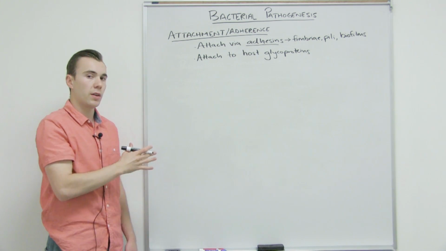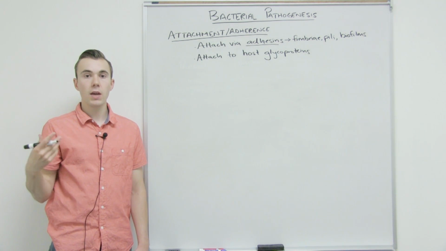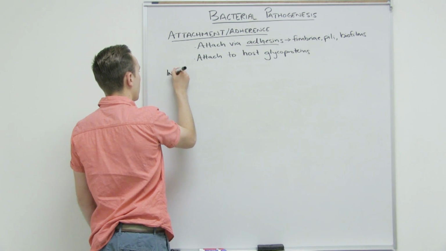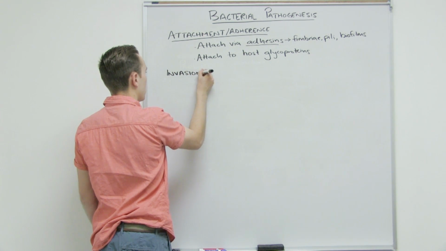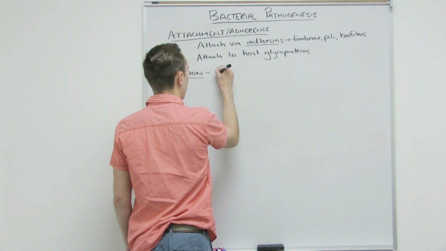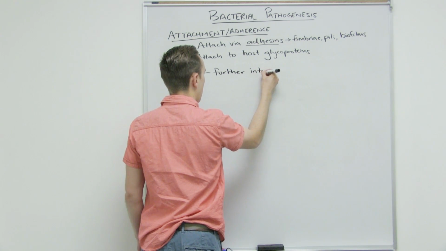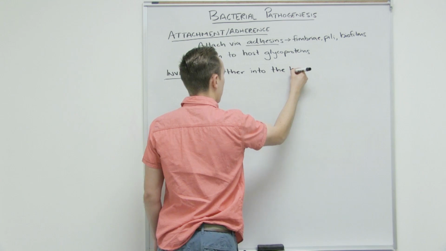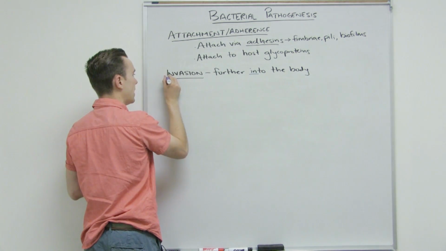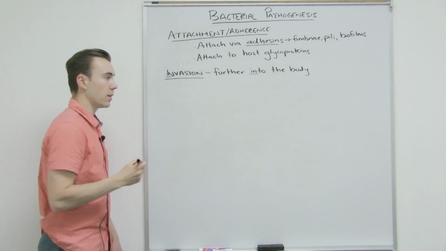Then, once they attach and start to colonize, there are two methods through which they're going to further make sure that they aren't destroyed. That's invasion and evasion. So invasion is how a bacteria will get further into the body. So into an invasion, that's how I memorize that one. Getting into the body is invasion.